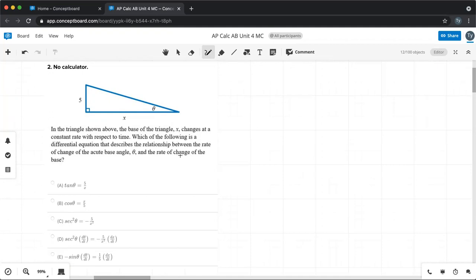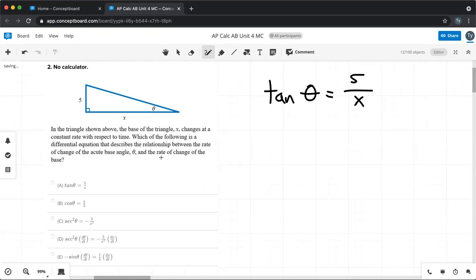Well, the answer is yes, right? So using our trig knowledge, SOH CAH TOA, tangent being opposite over adjacent, we can say that these two are related by the tangent of theta is equal to the opposite side, which is 5, over the adjacent side, which is x.